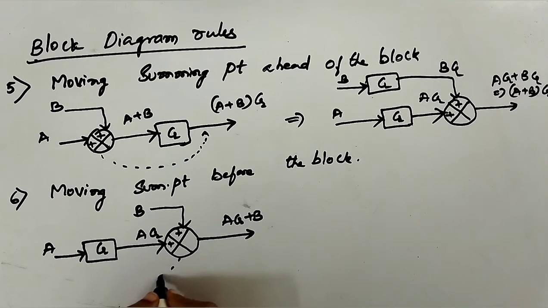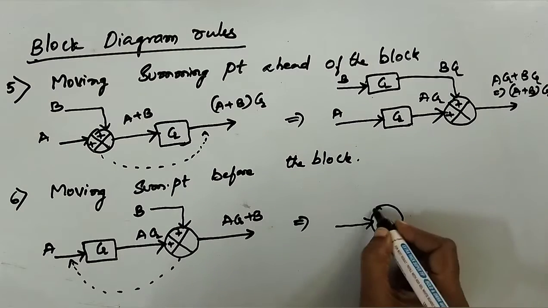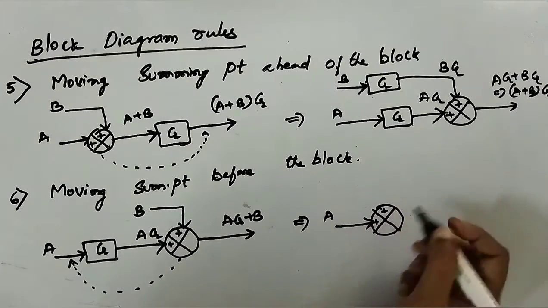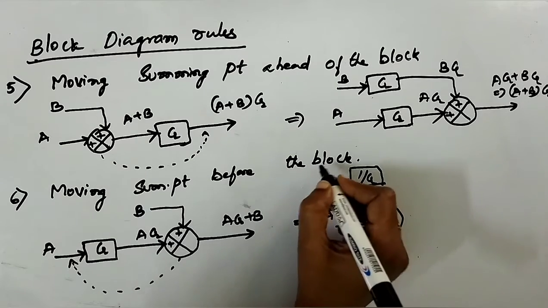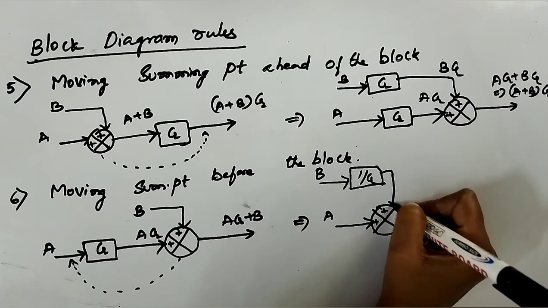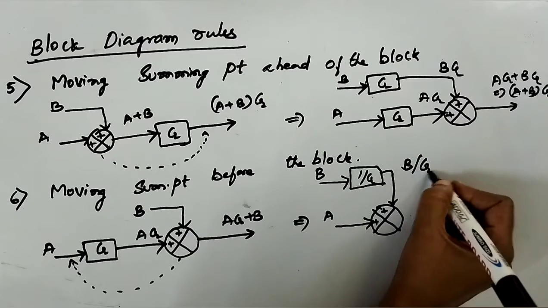Now we are moving the summing point before the block here. A, 1 by G. B is the input here. That is nothing but B into 1 by G is B by G.